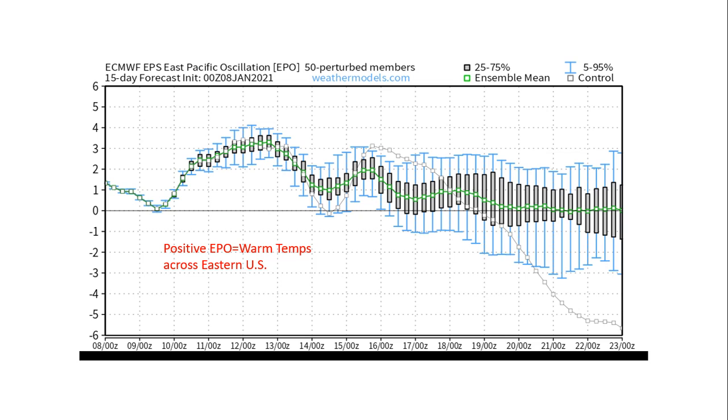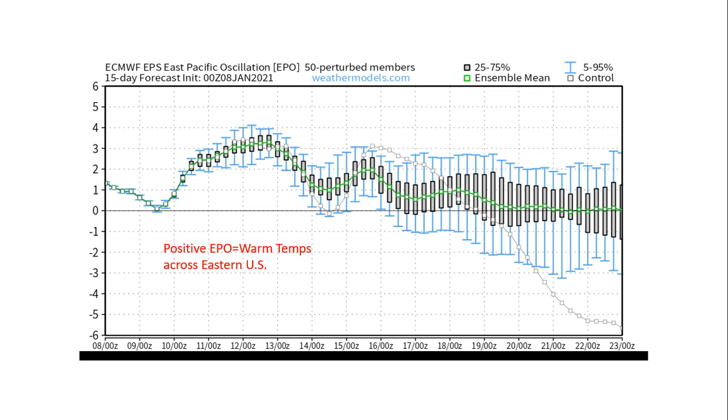Looking at the European EPO, 50 perturbed members, this is the 15-day forecast. The green ensemble average line there is showing positive EPO, really all the way through, it looks to be on this chart, about the 22nd of January.